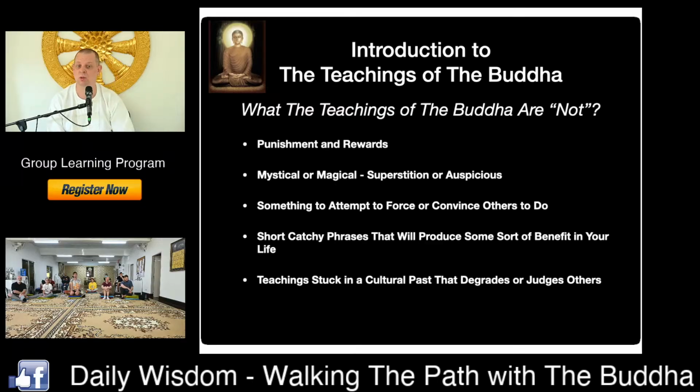Because otherwise the Buddha would have never been able to get to enlightenment, right? Because the whole world was frustrated and angry and irritated, just like now. The whole world was the same way during his lifetime, right? But he was able to get to peace and joy because it's not contingent on what other people choose to do. Also, his teachings aren't short, catchy phrases that will produce some kind of benefit in life.